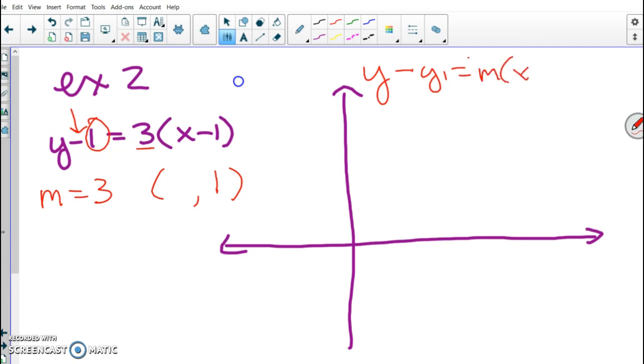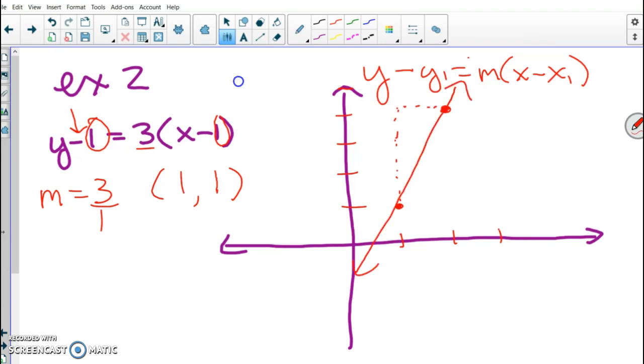And then that's m times x minus x1. So what do we see here? Again, we see minus that positive value, 1. As the equation reads minus, we know our x and y are positive. So we're going to go over 1 and up 1. We can plot that point quickly, and then we can use our slope, which is a map telling us what to do from there. Our slope says rise 3, run 1. So we're going to go up 1, 2, 3, and over 1, and that is telling us where the next point on the line goes.